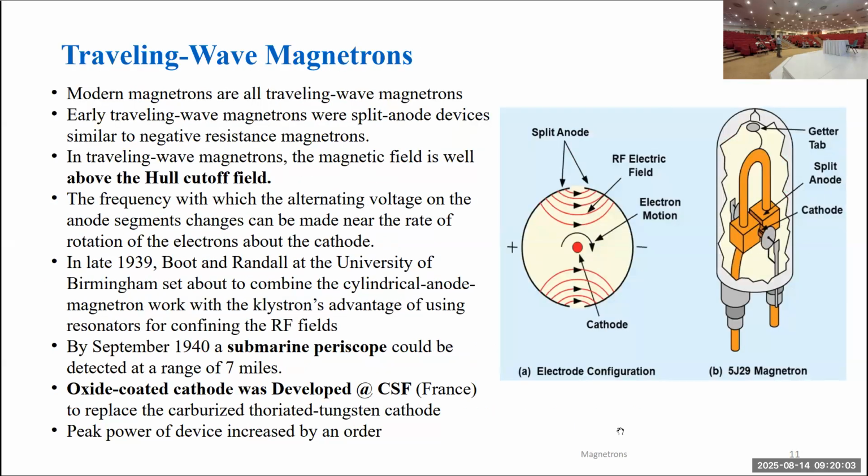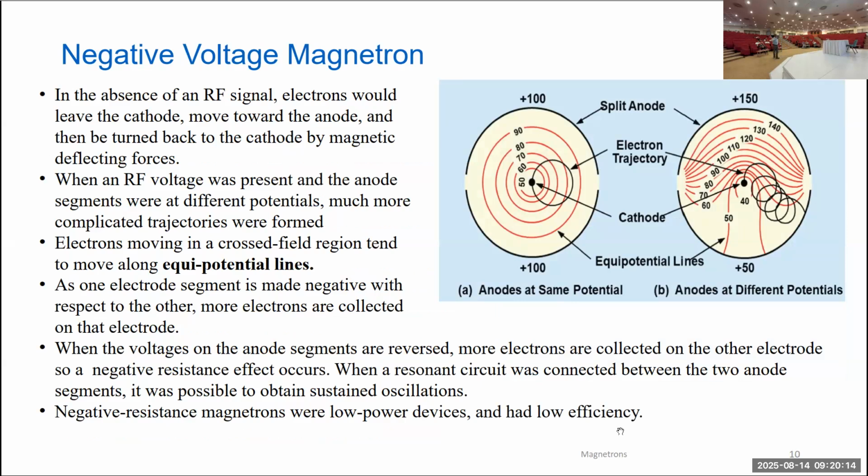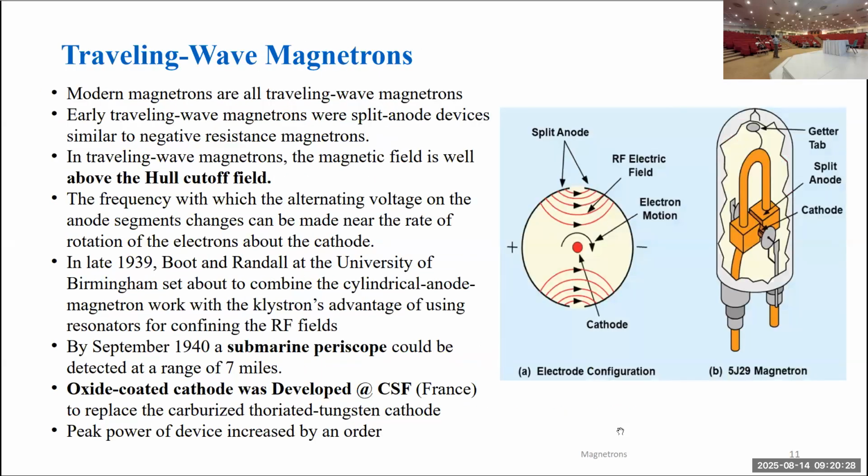Here it has two segments. Again, one is negatively biased, other is positively biased. But in this one, biasing was there, but this one is with low voltage biasing, this was comparatively high voltage. Here again, you can see that anode has two sections. One is negatively biased, other is positively biased.